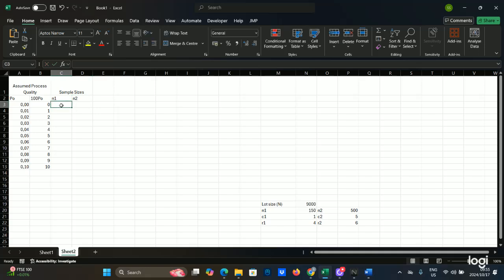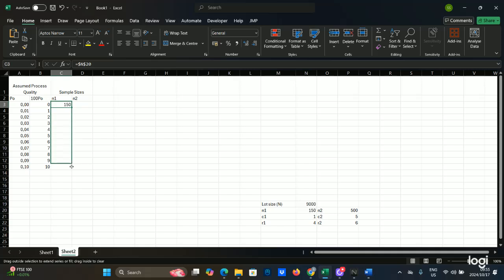For the first plan, we can just say this is our sample for the first plan, which is n1. So we say this equals to, and then you select this cell and freeze it. So we just put a dollar sign like this, and then now you can drag.